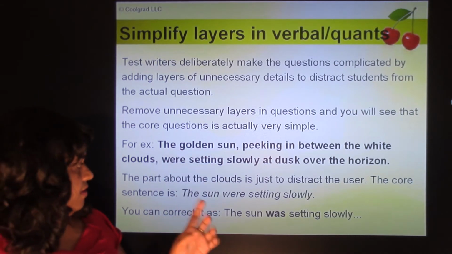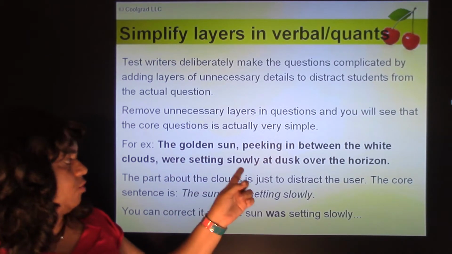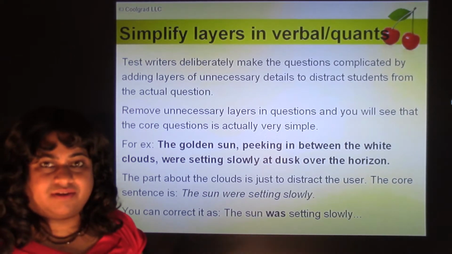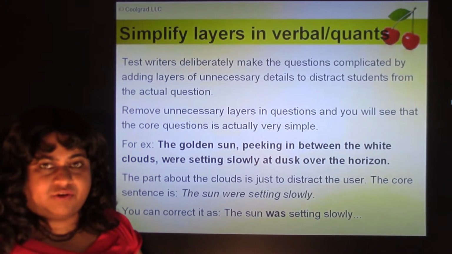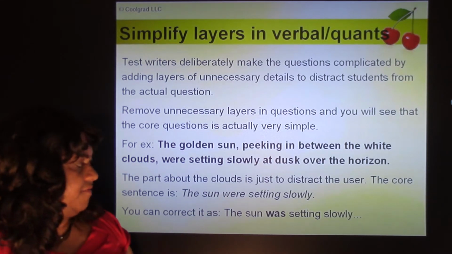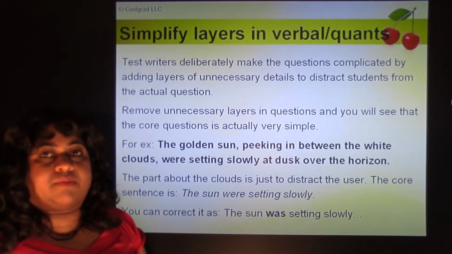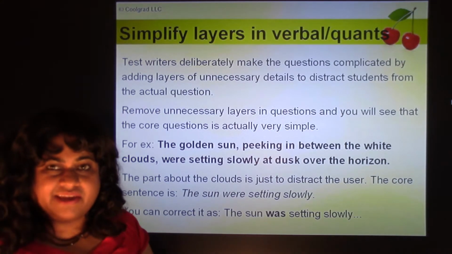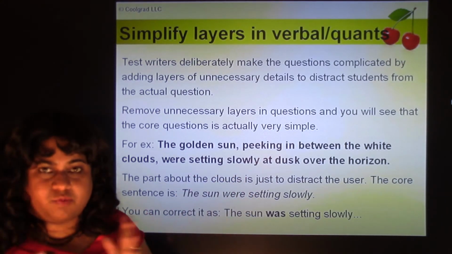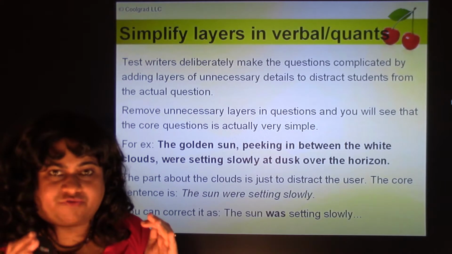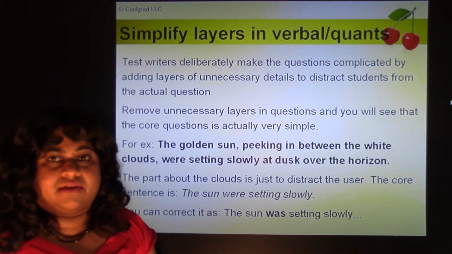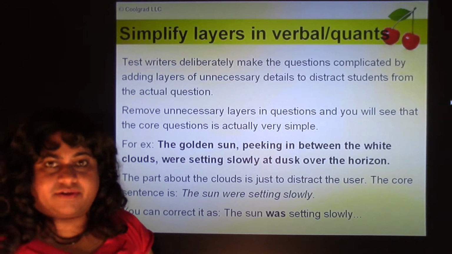So the sun were setting slowly. Sun were setting slowly. So immediately you know that's wrong. The sun was setting slowly, right? So immediately you can fix it. So when it comes to sentence completion, sentence correction, always use this layering technique to eliminate this unwanted information. Get the core phrase, the core sentence, and you'll be able to correct it and identify it correctly.